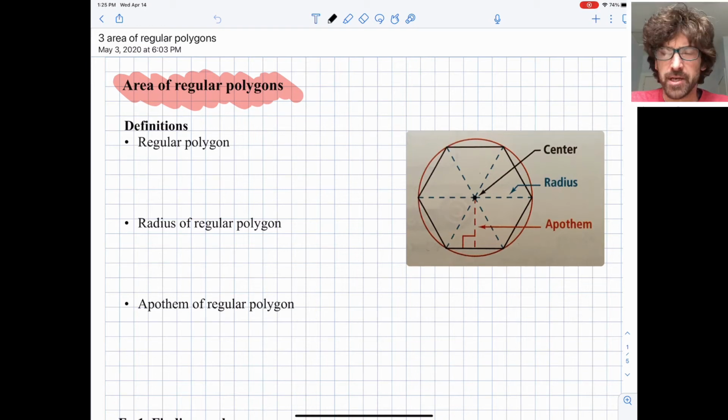All right, this is a video for geometry on the area of regular polygons. We'll start off with an introduction and do a few formulas or definitions, and then we'll definitely get into some solved examples.